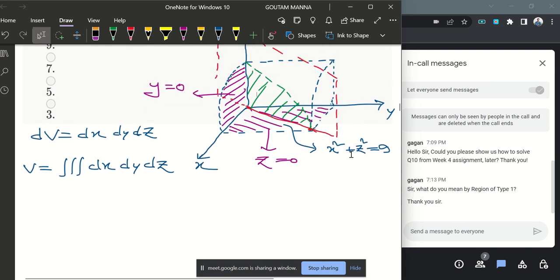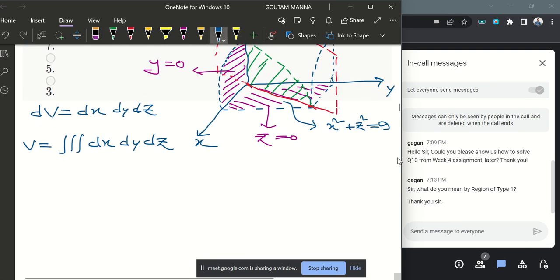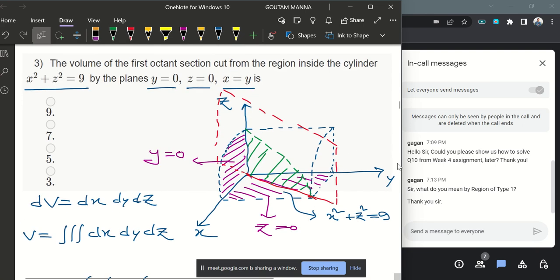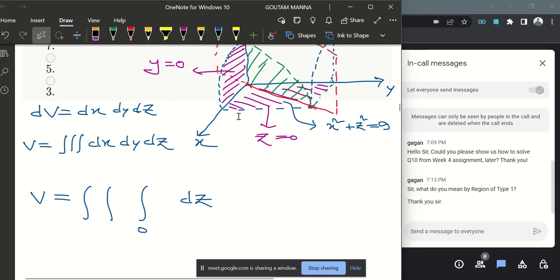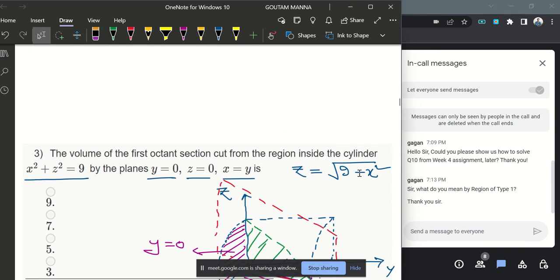So now if you write the integration limit, dz. So first, let's say you are on this xy plane and you are looking at this z, then z will go from 0 to the surface of the cylinder, and the z value of this surface is z equals to root under 9 minus x square. So this is the equation of any z point on the cylindrical surface. So z will go from 0 to root under 9 minus x square.